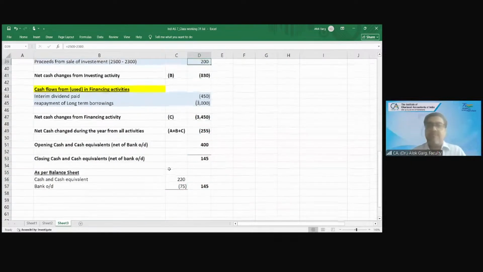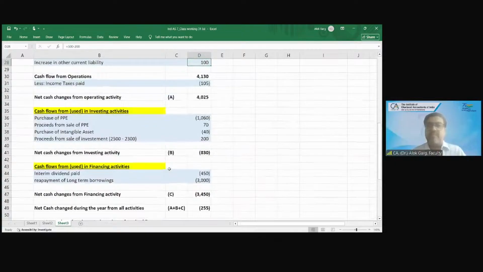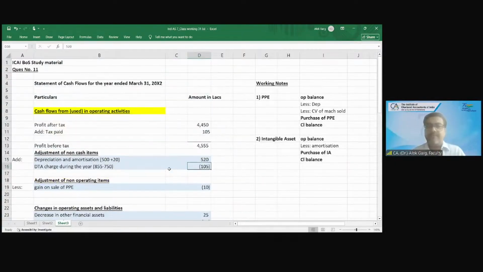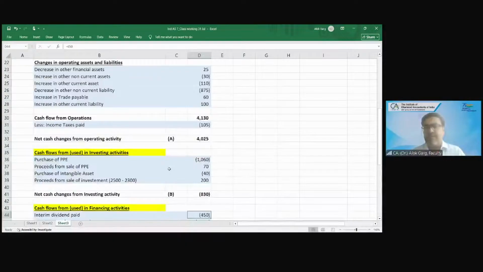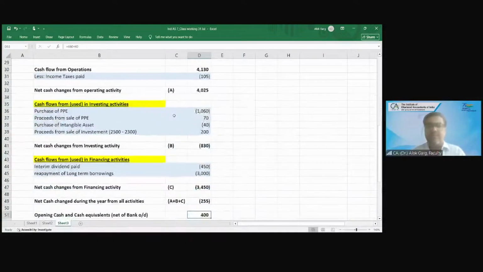So have you got some comfort after looking at this cash flow statement? Yes. Somebody was asking, I think. Any question on this illustration number 11?